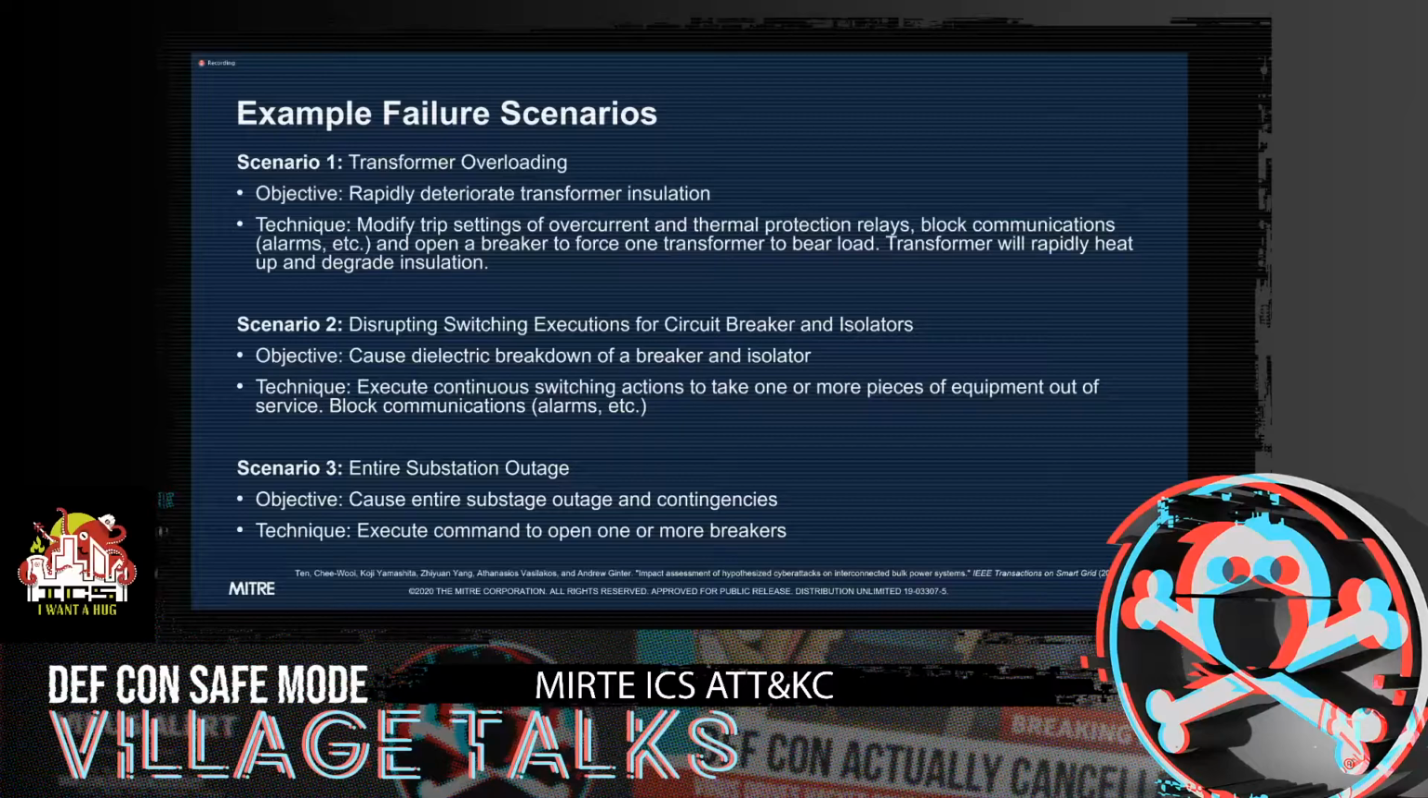In scenario two, we're disrupting switching execution for circuit breakers and isolators, and we're causing dielectric breakdown of that breaker and isolator. What we're doing here is continuously executing switching actions to take this piece of equipment out, and we're blocking comms to hide our actions. And then scenario three is that typical Ukraine-type attack where we're just opening breakers and trying to cause entire substation outages and whatever contingencies come along with it.